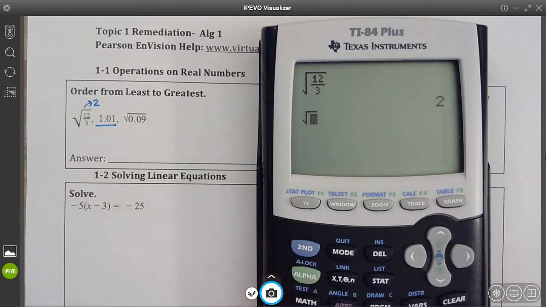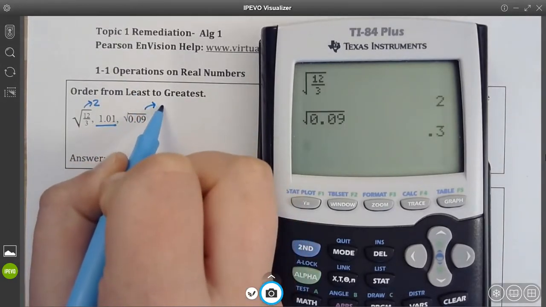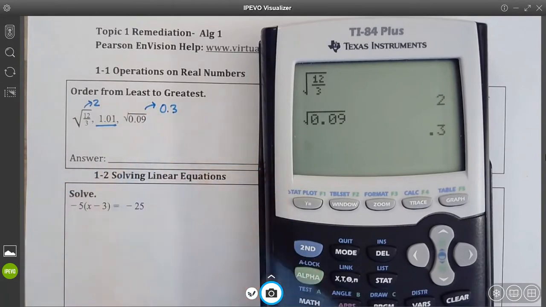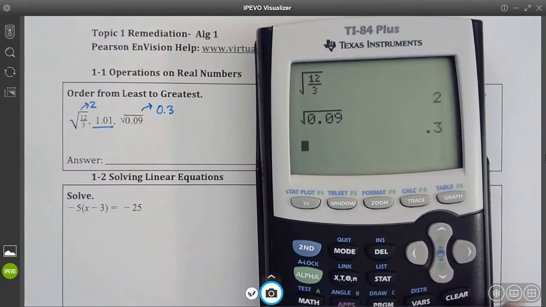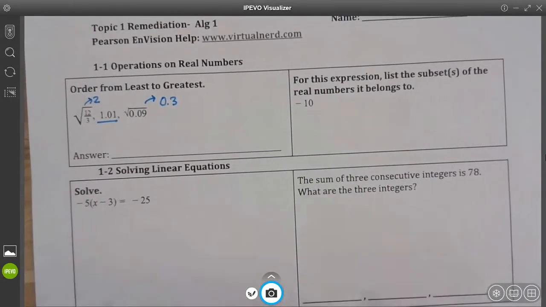And so then lastly, I want to get rid of the radical. I want to turn it into a decimal. And I can do that by typing that into my calculator. This is really 0.3.